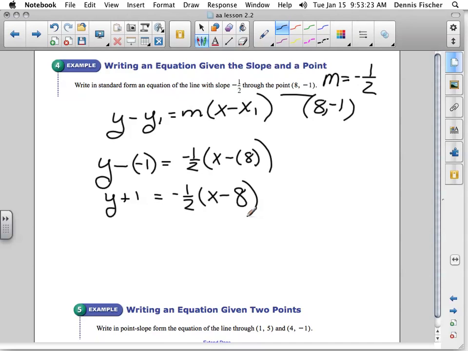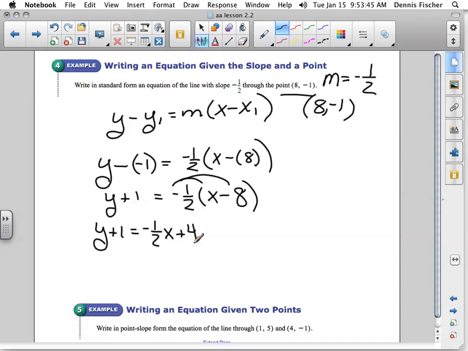ax plus by equals c. So that means get x and y on one side and numbers on the other. So I got a little work to do here. So what I'm going to do is simplify a little bit. Bring the negative 1/2 through the parentheses. I got negative 1/2 x plus negative 1/2 of 8 is positive 4. Okay, that's good. I'm getting closer.